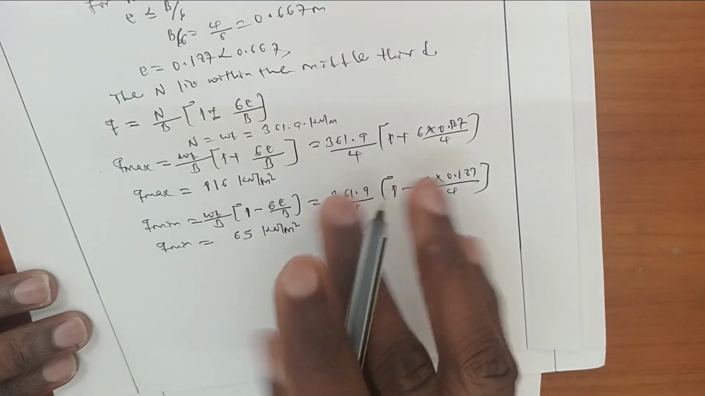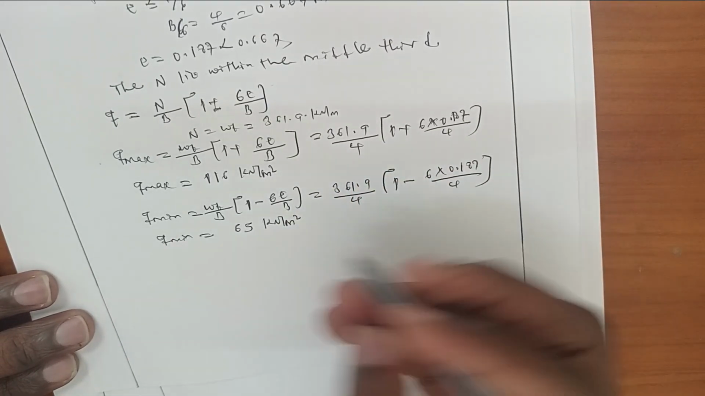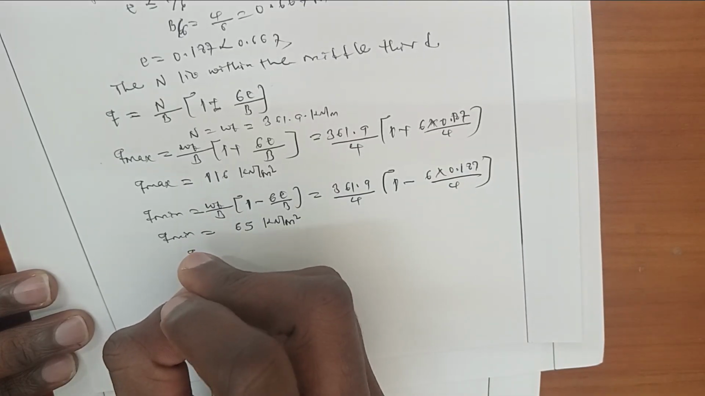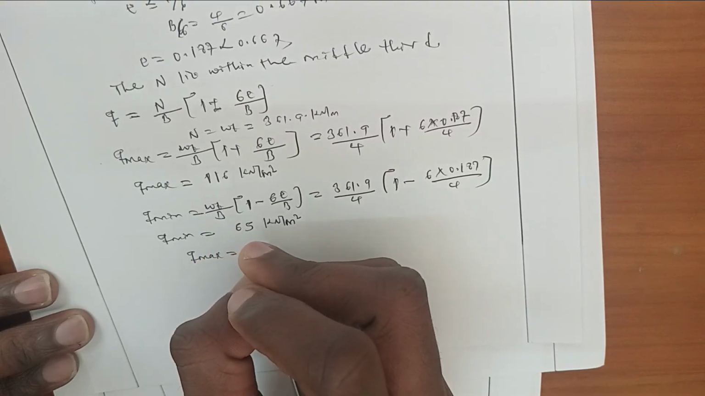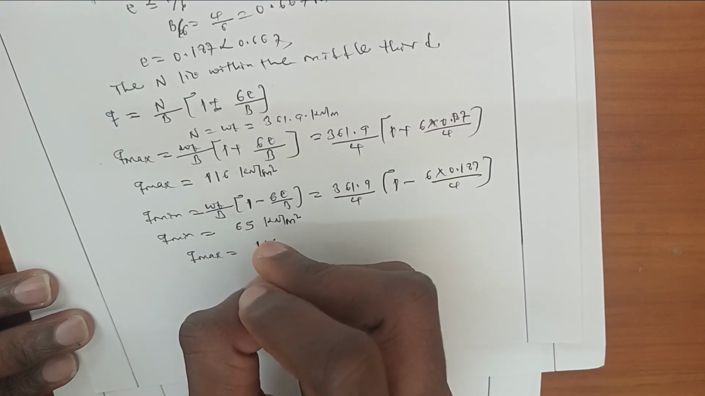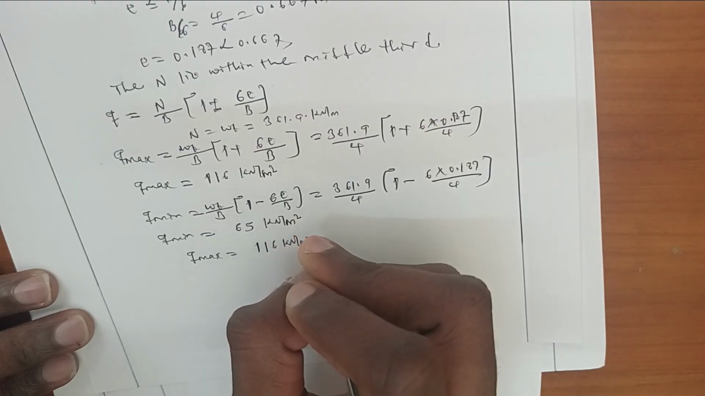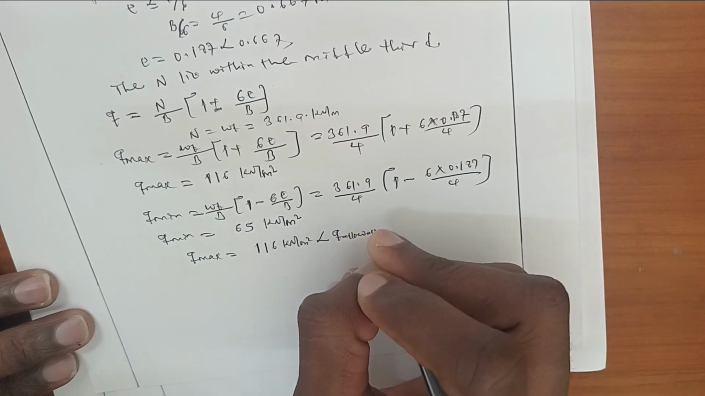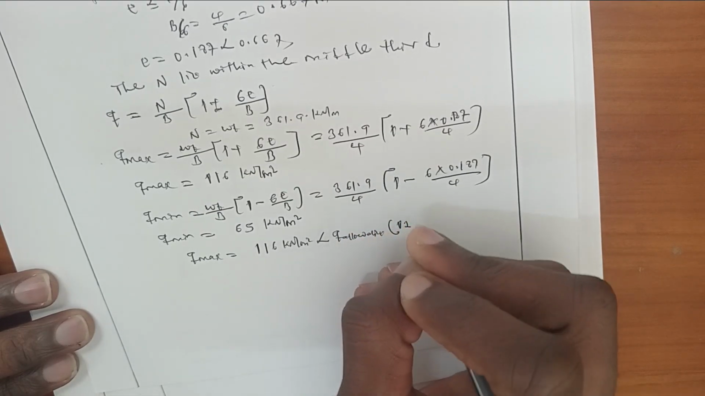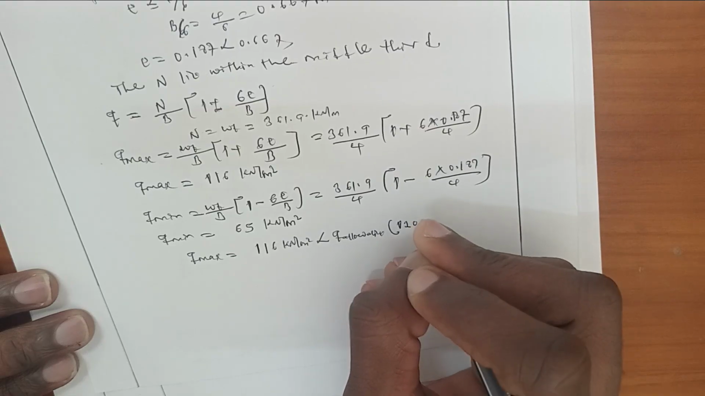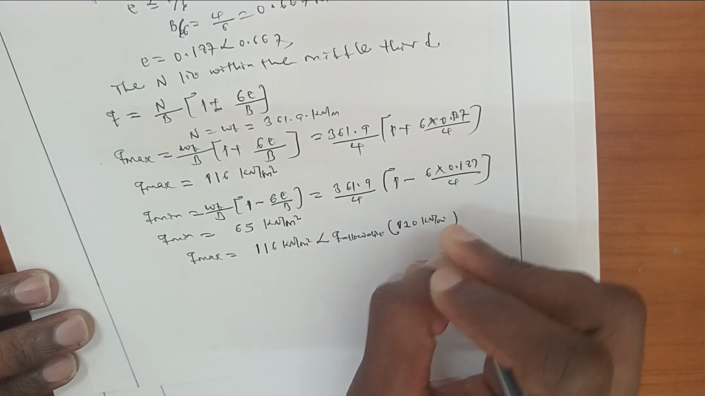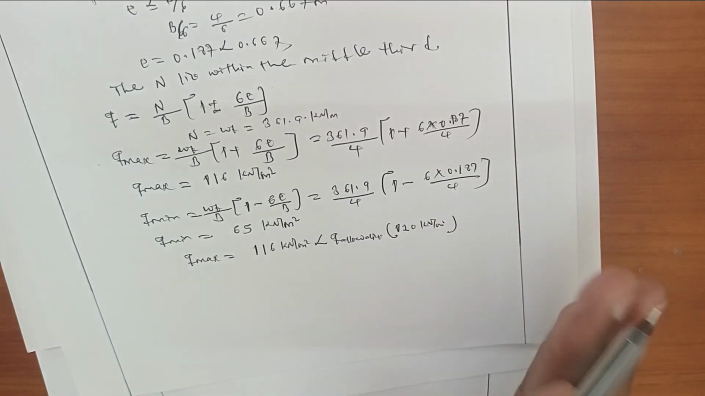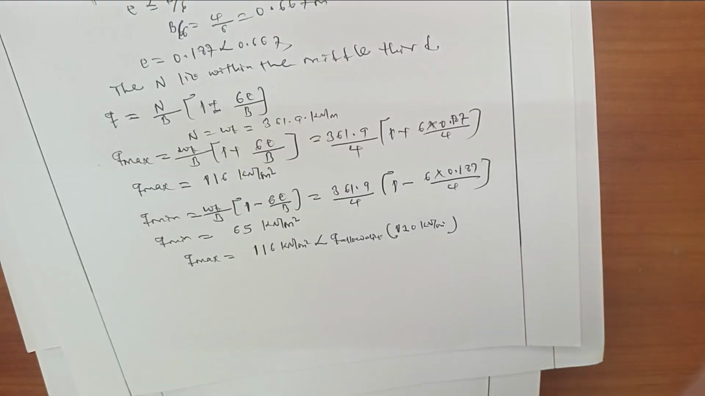Now, let's check the bearing capacity, whether the maximum pressure is less than the allowable bearing pressure. The maximum pressure we have obtained is 116 kilonewton per meter square. This is less than the allowable bearing pressure, which was 120 kilonewton per meter square. Hence, the bearing capacity for this retaining wall is okay.